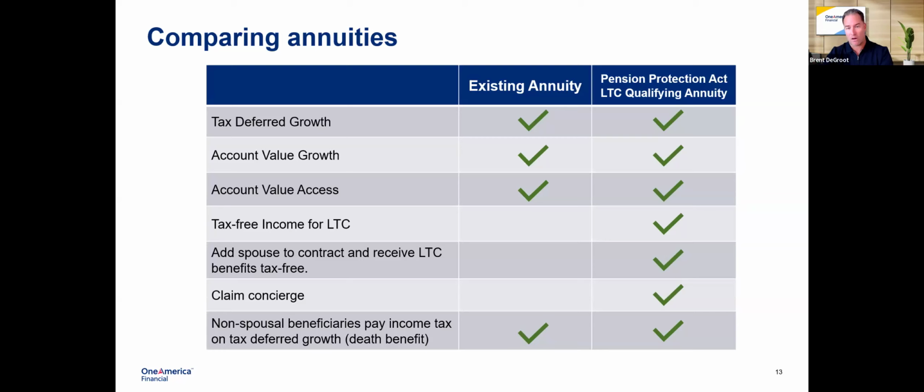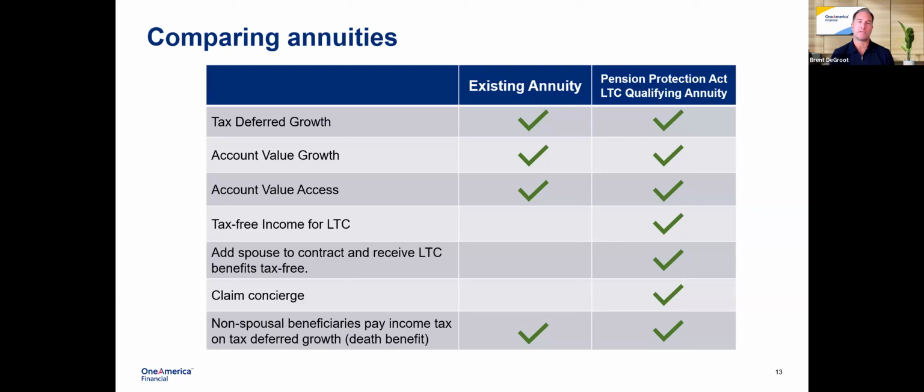They're actually going to keep all of these benefits that are on here, but you're going to see that they're going to gain some extras. One, all of that income can be income tax free if used for long-term care just by doing this simple 1035 exchange. We can add that spouse to maximize the taxation benefits.